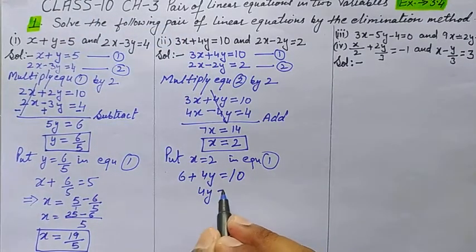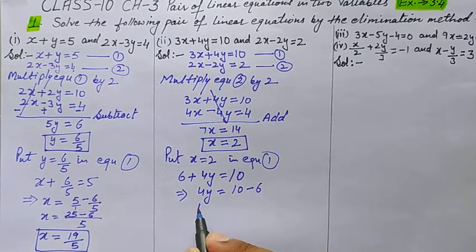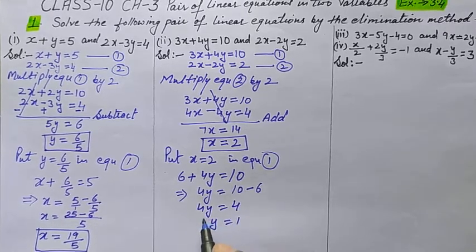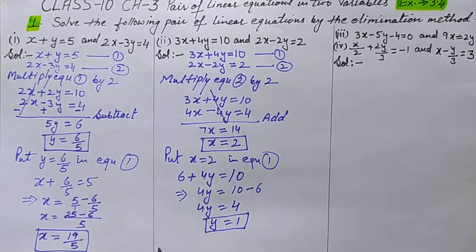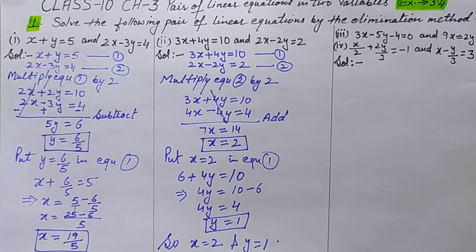So 4y is equal to, 6 will go to the right hand side, it becomes minus 6. So 4y is equal to 4. So y is equal to 1, 4 over 4 is 1. So x is equal to 2 and y is equal to 1 is the solution of the given system of equations. Okay. So next question.